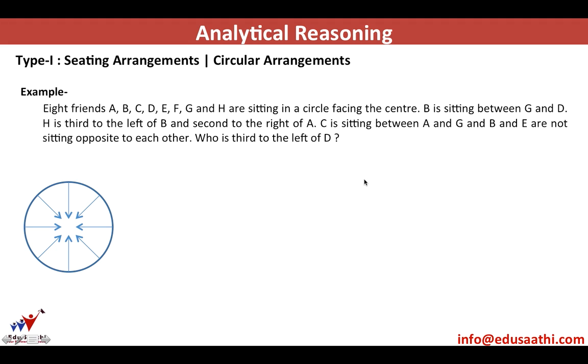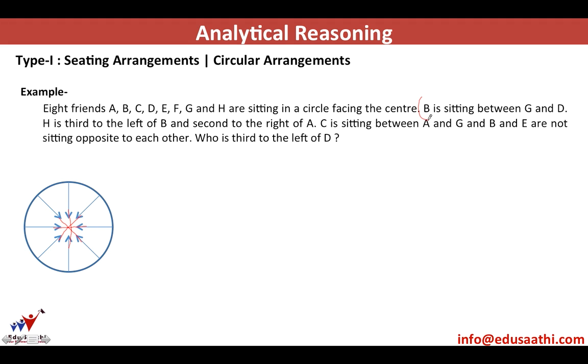Let's look at a circular arrangement question. It says there are 8 friends who are sitting in a circle facing the center. So this is how a skeleton will look. There are 8 friends. So you can always join these lines, that you know these are the friends who are facing each other or sitting diametrically opposite to each other.